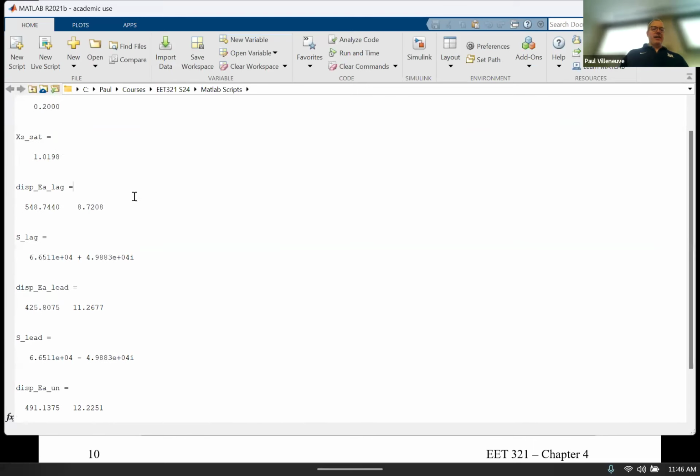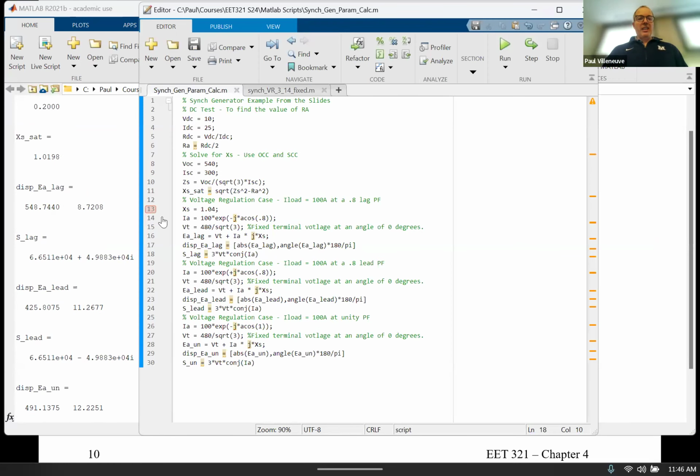So I have my voltage. If my internal is lagging, remember how we said at 200 amps or 300 amps, that's the rated excitation current. Look what the voltage needs to be. Magnitude, 548.74 volts. And you can say, well, is that a lot or not?